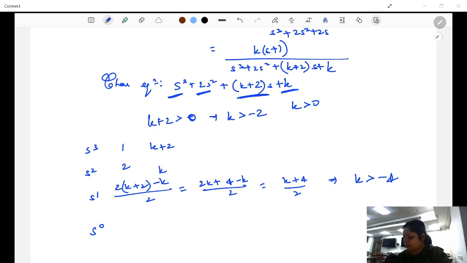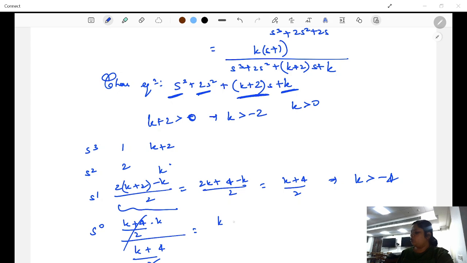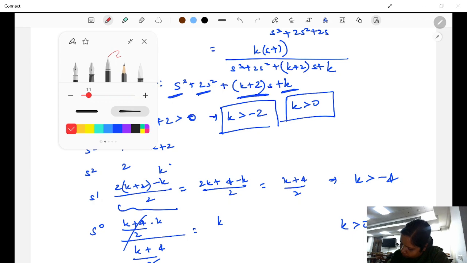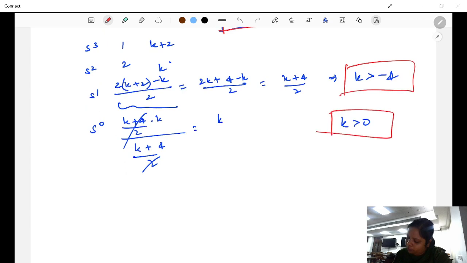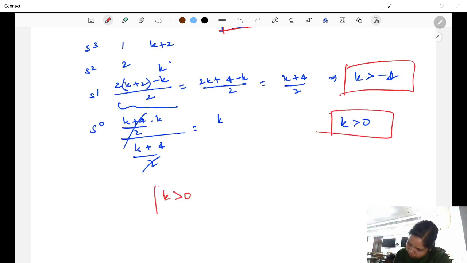Now we'll go for the next step where you'll multiply (k plus 4) upon 2 into k, right? That is, this term into this term, and you'll divide by the same term. So it would be (k plus 4) by 2. This cancels out and you get k. So k should be greater than 0. So k should be greater than minus 2. K should be greater than 0. Here k should be greater than minus 4. Here k should be greater than 0. So if you want stability, we would want k to be greater than 0.